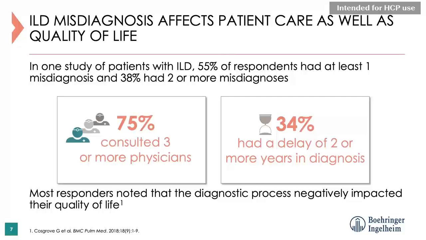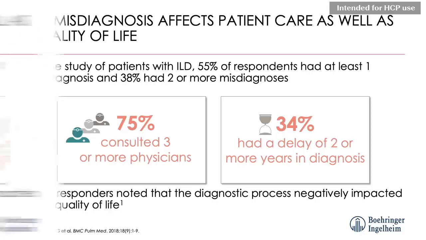ILD misdiagnosis affects patient care as well as quality of life. In one study published by the Pulmonary Fibrosis Foundation, 55% of respondents had at least one misdiagnosis and 38% had two or more misdiagnoses. What's even more frustrating is that 75% of patients consulted 3 or more physicians before arriving at their ILD diagnosis. 34% had a delay of 2 years or more in diagnosis, which, as you can imagine, would be quite frustrating for patients. Most of these respondents noted that the diagnostic process negatively impacted their quality of life.